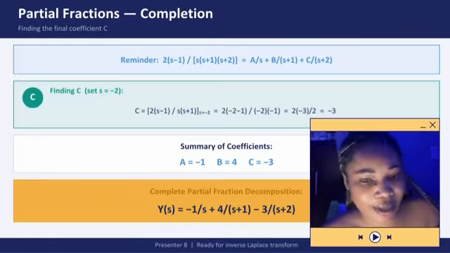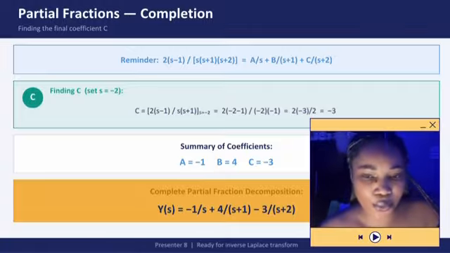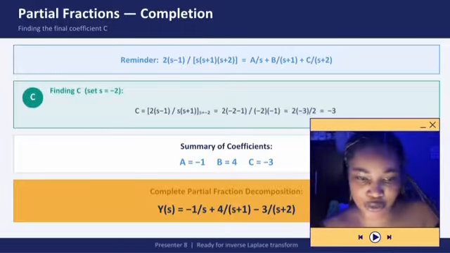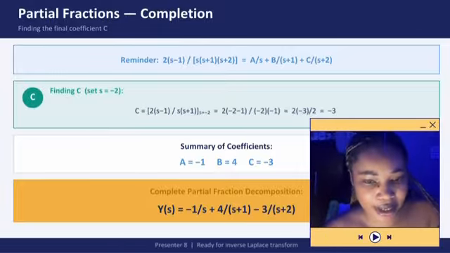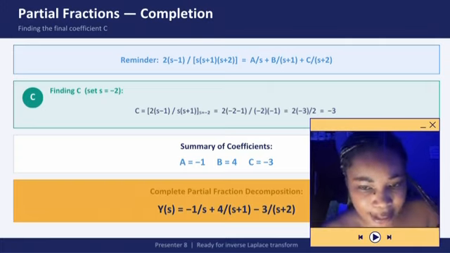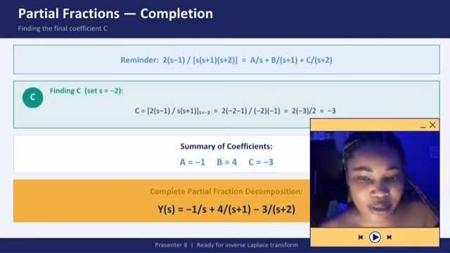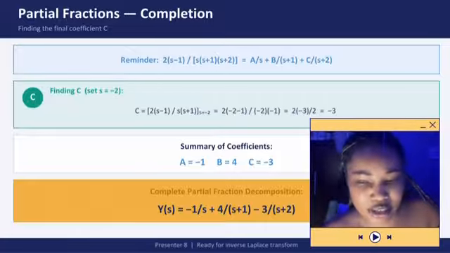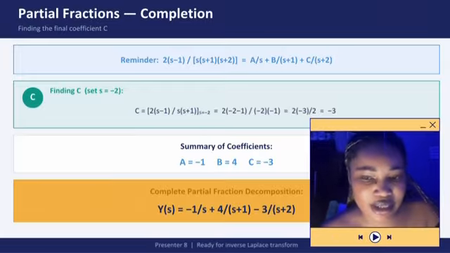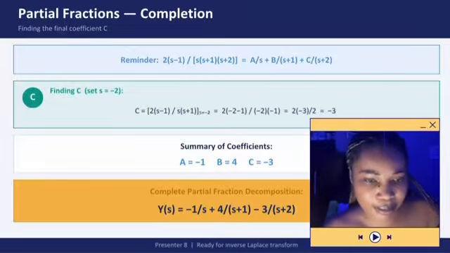I am called Peggy, and I'll find the last coefficient and complete the partial fraction expansion. So as shown on my screen, as a reminder, we are decomposing 2(s minus 1) over s(s plus 1)(s plus 2), which is equal to A over s plus B over (s plus 1) plus C over (s plus 2).